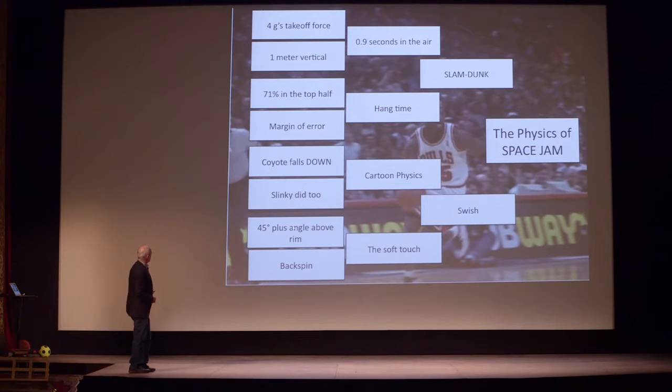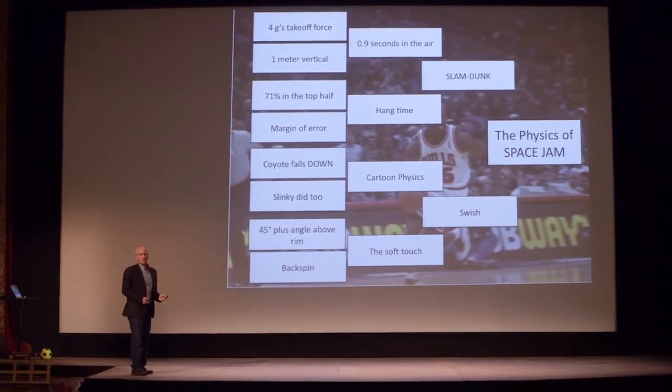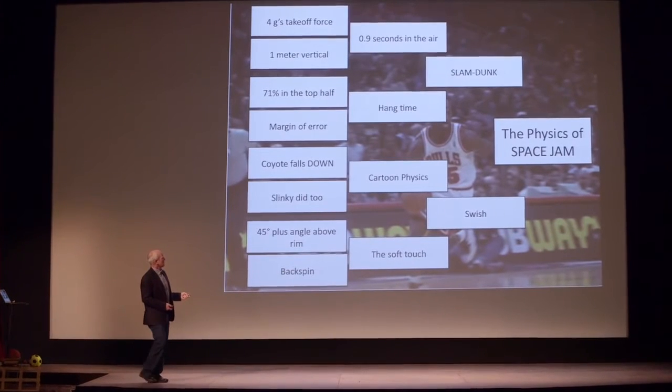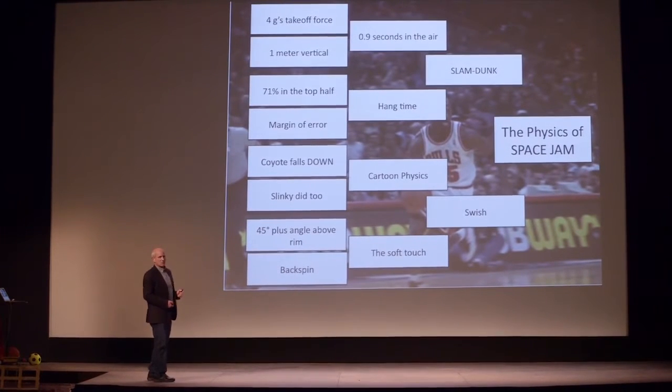The best angle to shoot a basketball at with backspin is at 45 degrees plus the angle above the rim, and that put together makes the soft touch and a swish here. So this all put together is a pretty brief summary. I hope you enjoyed the movie and enjoyed this little discussion of the physics of Space Jam.